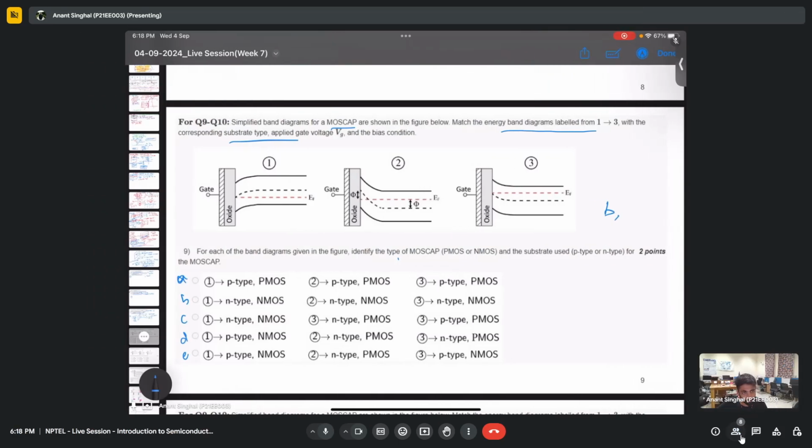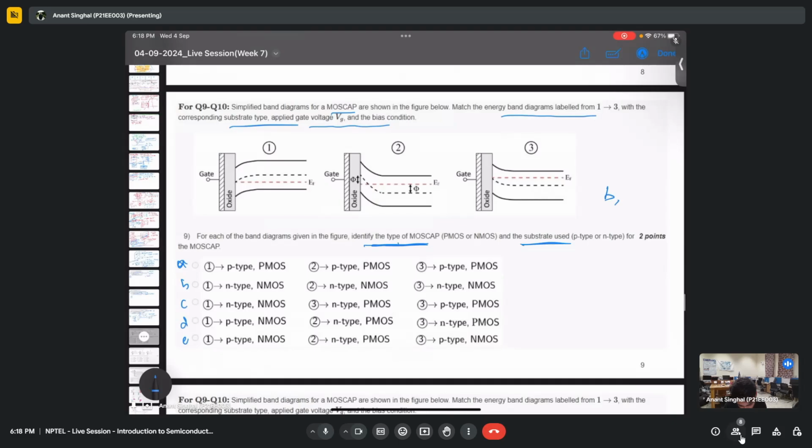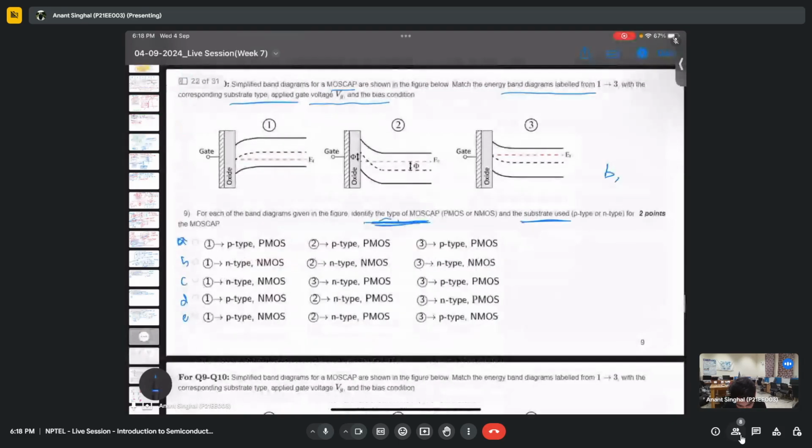Sir, the bias condition is not provided in the options, right? Yeah, there is no bias. So it is only asking which kind of MOS cap and the substrate used. Okay, sir. In the first line they have asked all three, that's why I got confused. Corresponding substrate type, applied gate voltage VG. There is one more bias question further, so we'll see that. For now, just try to explain. Tell me this.